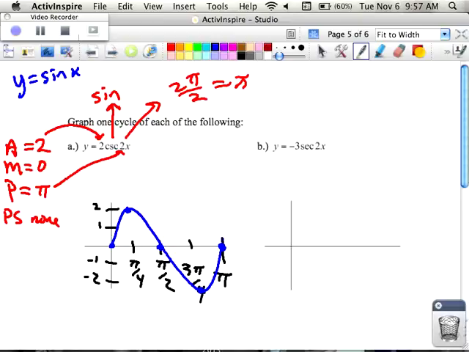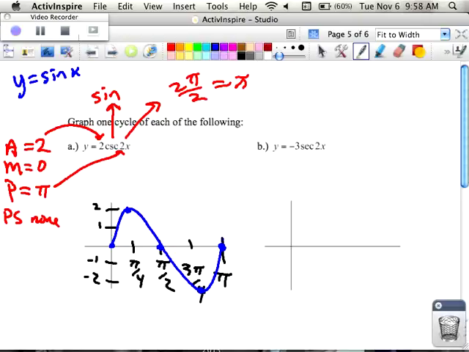So in this picture, what you see is that I've taken into account that my period is now pi. I have my midline still on the x-axis because there was no shift up or down with a plus or minus outside of some kind of parentheses. Notice that my mountains are 2 units above the midline. My valleys are 2 units below the midline. That's because there was a 2 way out in front of the cosecant. The period is pi because of the 2 in front of the x.